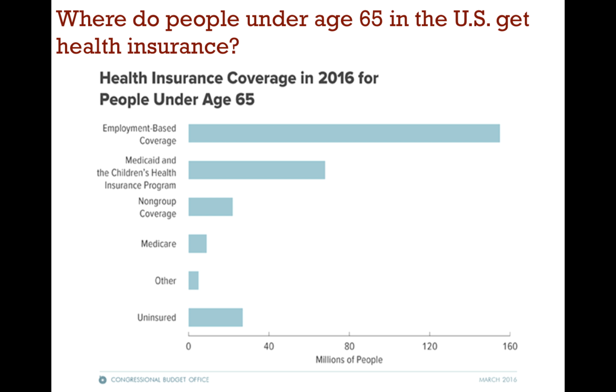So again, this is just looking at 2016, where most people under the age of 65 are getting their health coverage. Almost 160 million are getting it from their employer. Just under 80 million are getting it from Medicaid or CHIP. Medicare accounts for a very small proportion, and so does private non-group coverage. And then there are still about 37 million people who are uninsured.